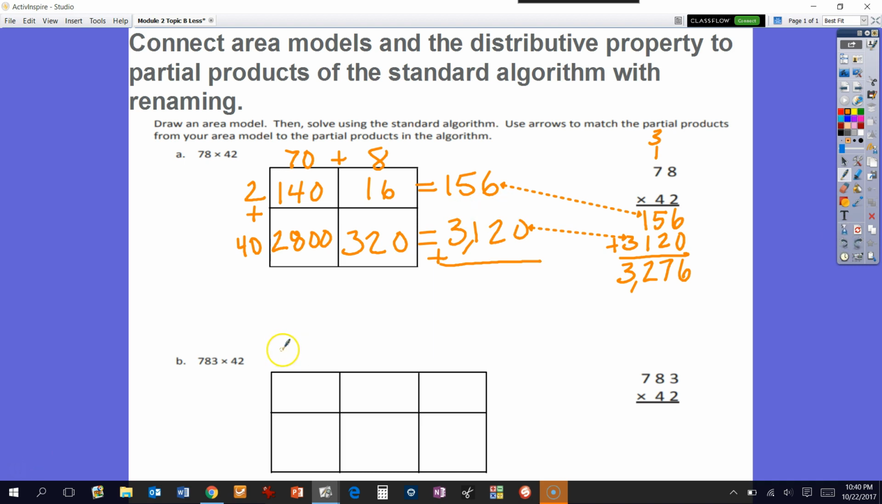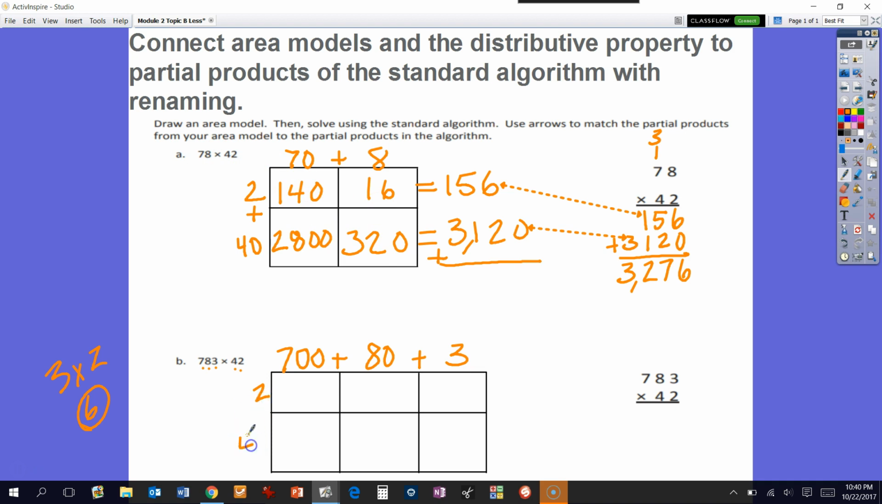Same thing with B. I'm just going to rename these numbers. That's going to be 700 plus 80 plus 3. Well, some students were getting confused with how many boxes you're going to need in your area model. And what I like to do is multiply. So if you have 3 digits in your first factor and 2 digits in your second factor, 3 times 2 equals 6. You know that you need 6 boxes. 3 going across and 2 down here. Same thing here. You have 2 times 2 is 4 boxes.